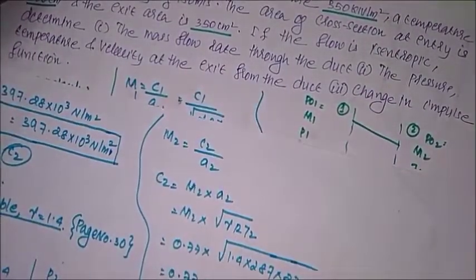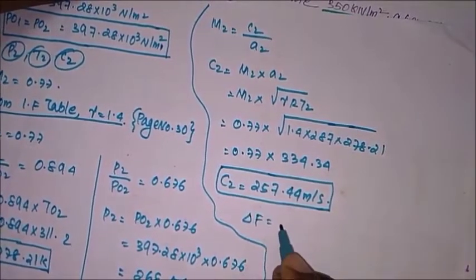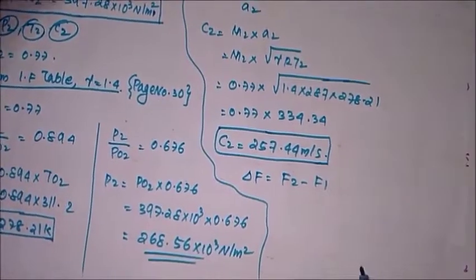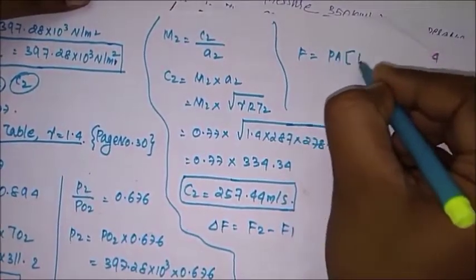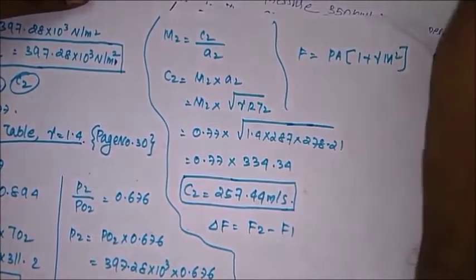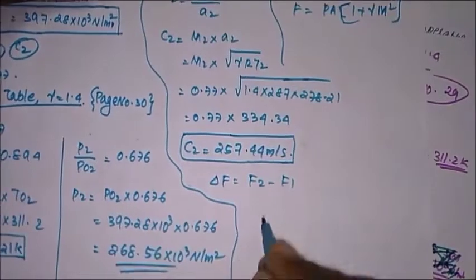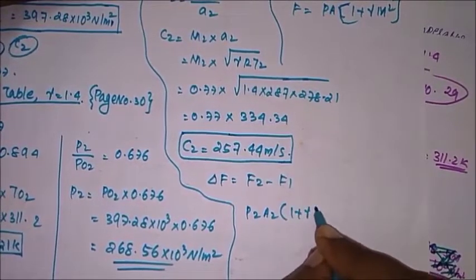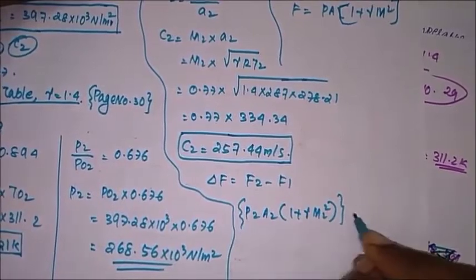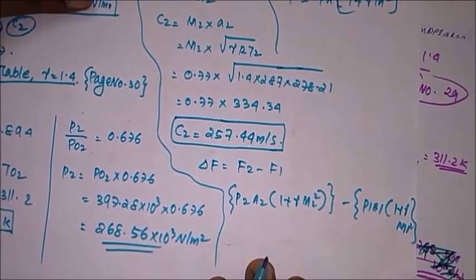Now we have to find out the change in impulse function. We know that the change in impulse function, delta F, is equal to F2 minus F1, where F is equal to P into A into 1 plus gamma M square. We already studied that the impulse function is the sum of the pressure force and momentum force. Therefore, delta F is P2A2 into 1 plus gamma M2 square minus P1A1 into 1 plus gamma M1 square.